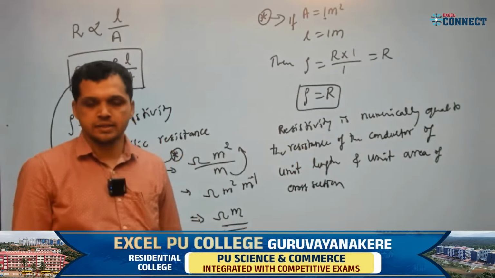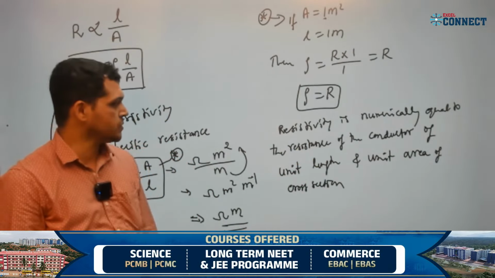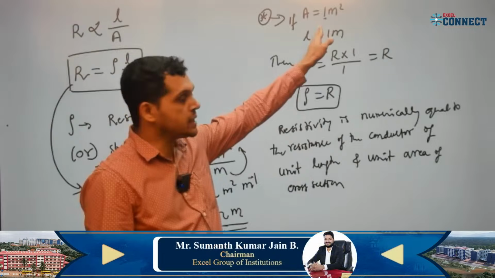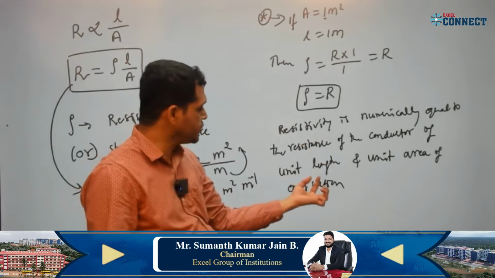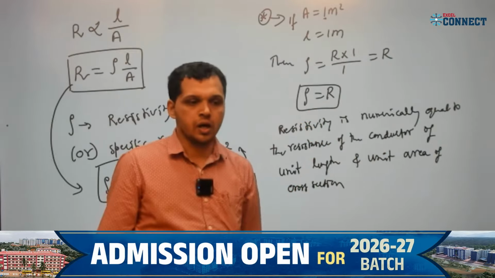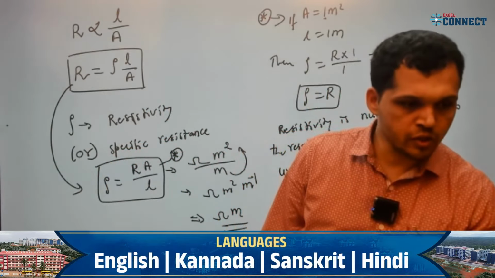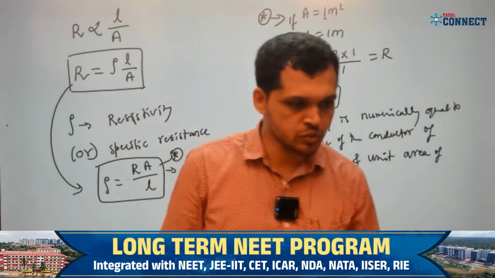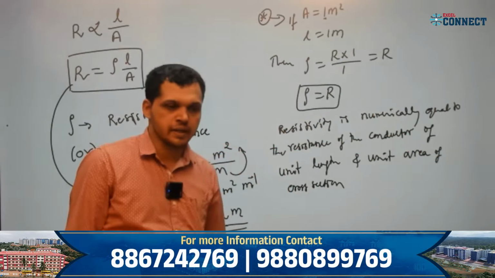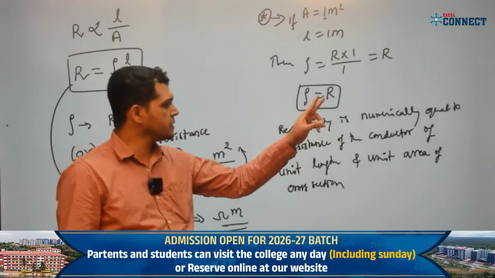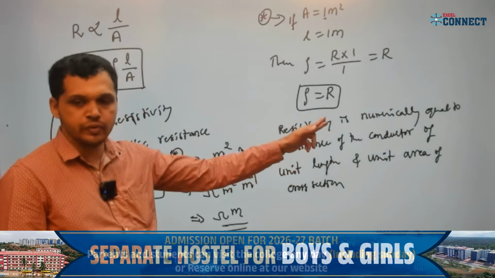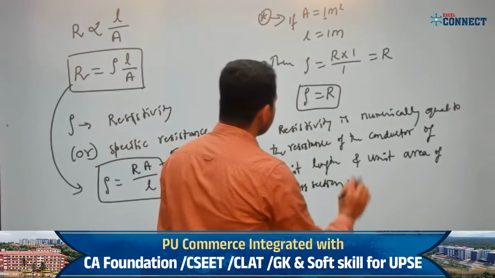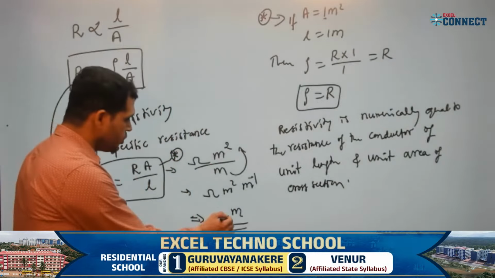Hope you understood this definition, meaning of this term and definition. Unit means one, right? I have taken here one. To define resistivity, I have taken area 1, length 1. That is the unit length and unit area of cross section. Rho is equal to resistance. Student Suresh Babu has given a correct answer there. That is resistivity is numerically equal to the resistance of a conductor of unit length and unit area of cross section. This is the definition of electrical resistivity, and SI unit is ohm meter.